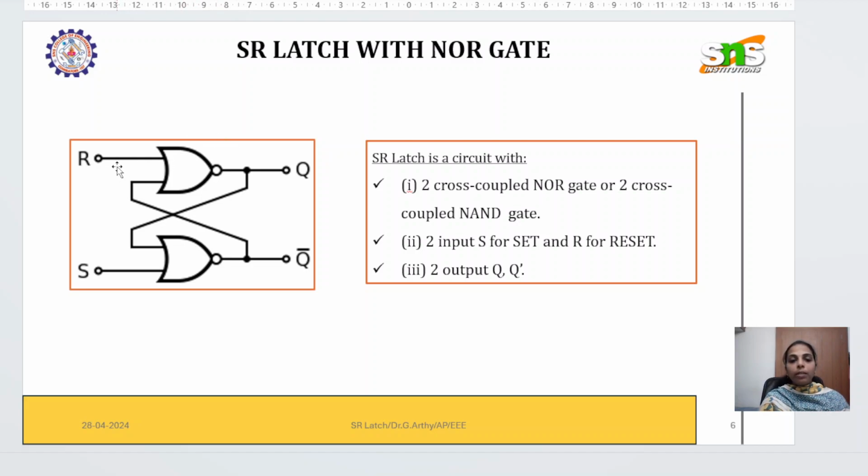So cross-coupled in the sense, here we have two NOR gates. Let me name this as NOR 1 and this is NOR 2. For NOR 1, the input will be R, and for NOR 2, the input will be S. So this is a NOR gate. It requires two inputs. So one will be R and S, and the other input for the NOR gates will be Q and Q dash cross coupled with each other. So it has two inputs, two outputs.